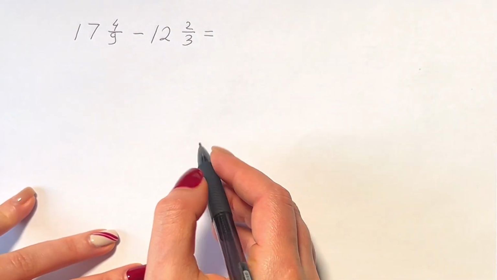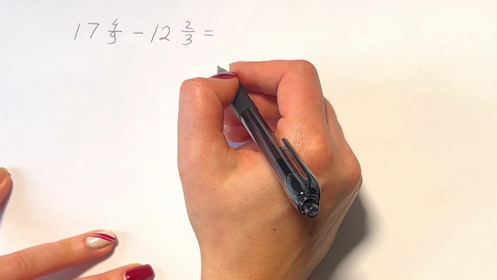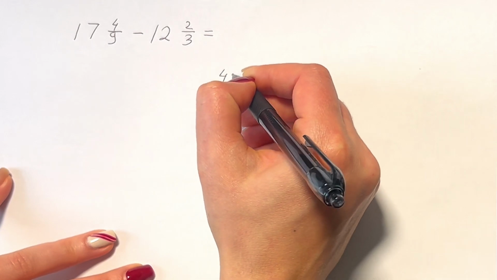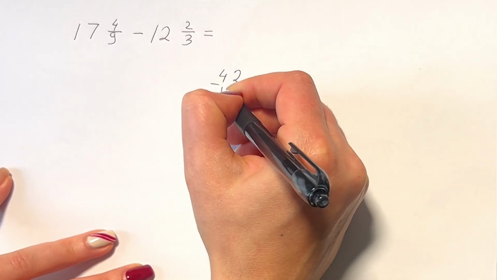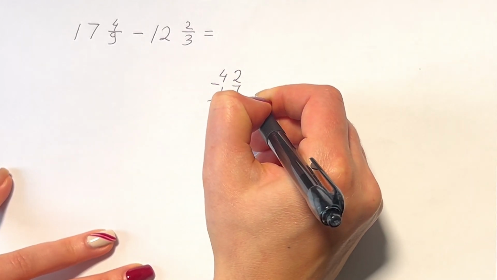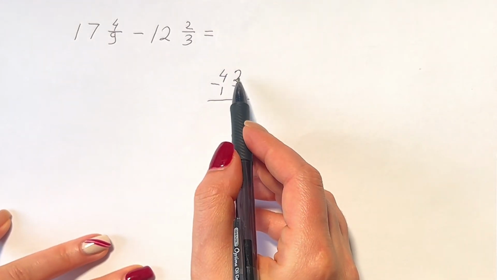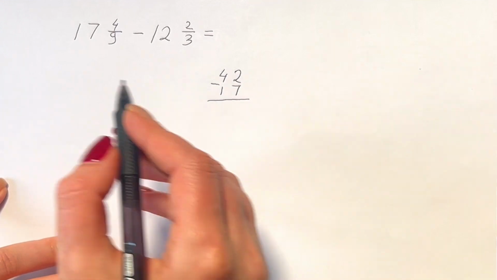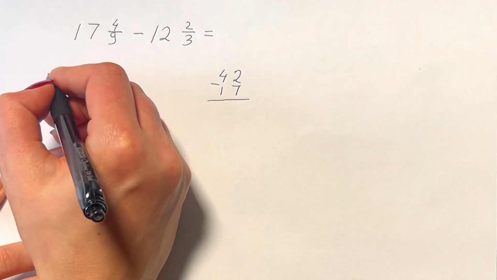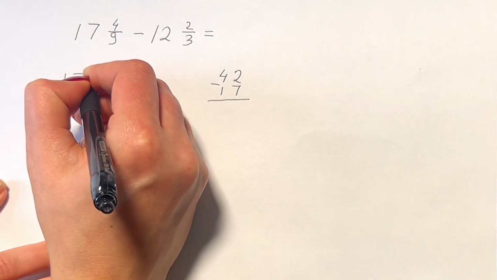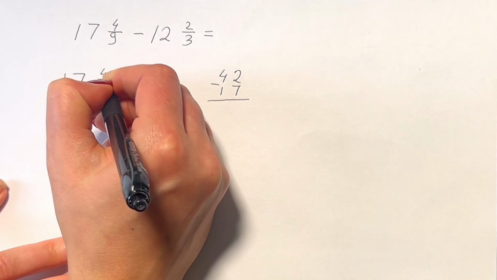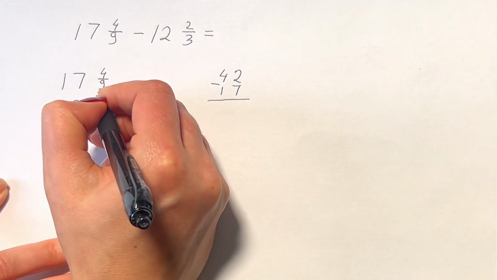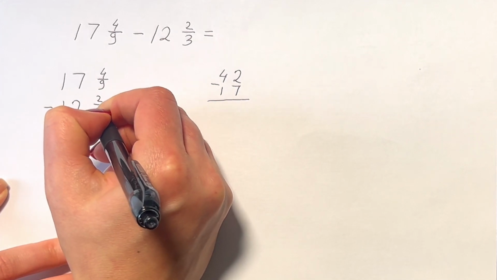Okay, you remember I told you as we are doing subtraction with the whole numbers, for example, 42 minus 17. Yes, we are lining up the ones place together and tens place together. So the same thing we're gonna do with these mixed numbers: 17 and 4 over 9 minus 12 and 2 over 3.